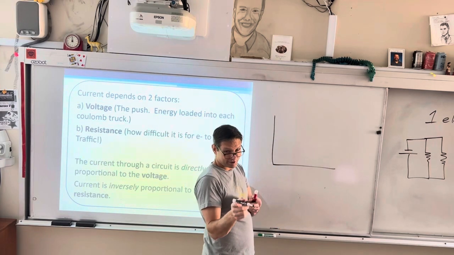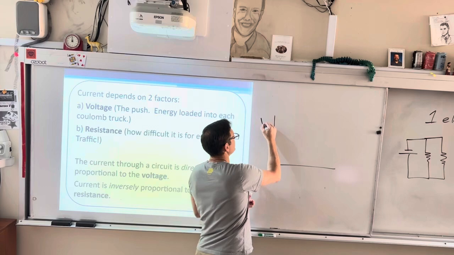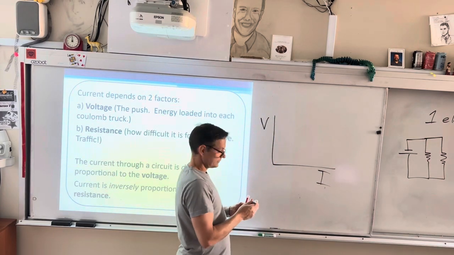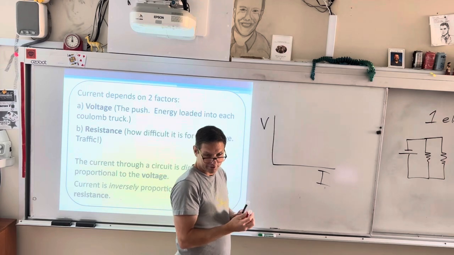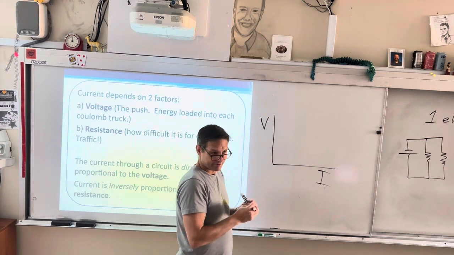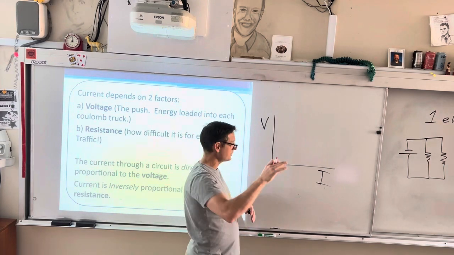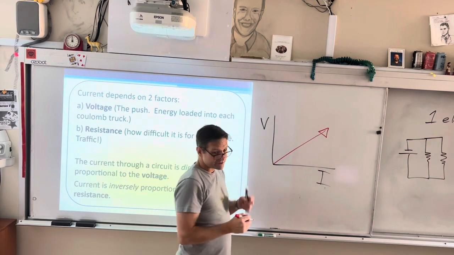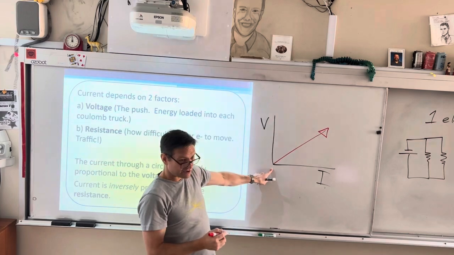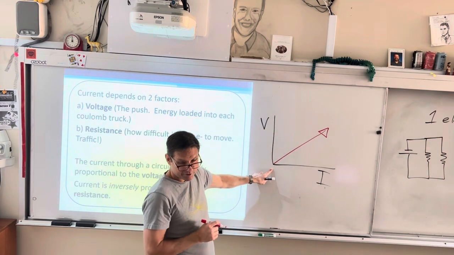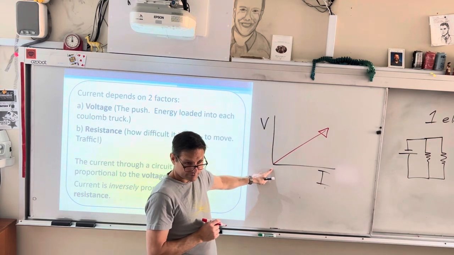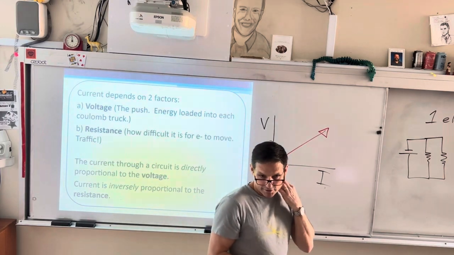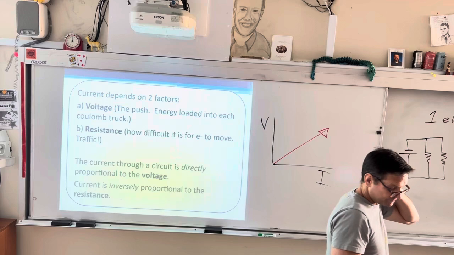Well, let me ask you this. You guys know this from your lab. If I were to graph voltage versus current, what would the line look like? Yeah, Addie's going like this, so it's just straight up, right? So it's linear and it goes through 0. That means directly proportional.